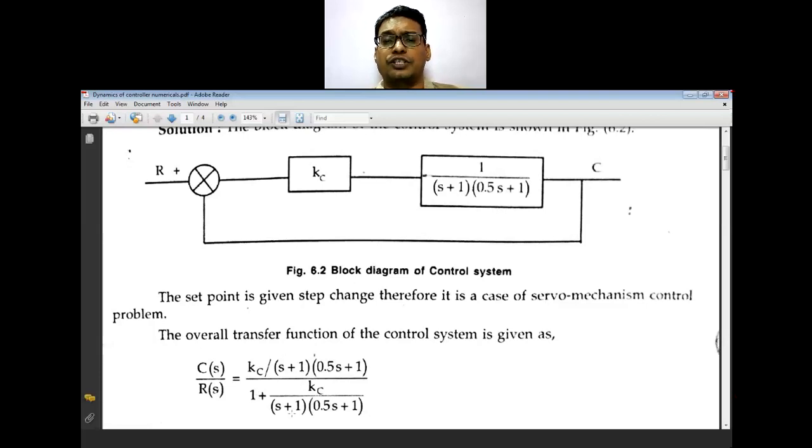the product of all transfer functions in the control loop. That is Kc, the product of all transfer functions between C and R. So Kc into 1/(S+1) into 1/(0.5S+1). That is the product of all transfer functions between C and R, and 1 over 1 plus the product of all transfer functions in a control loop.